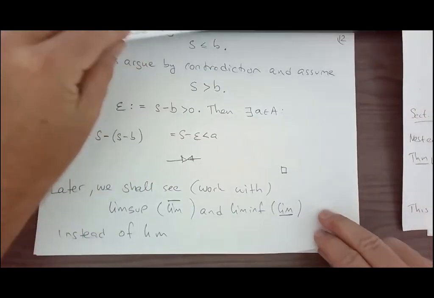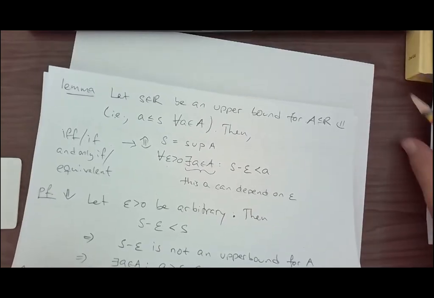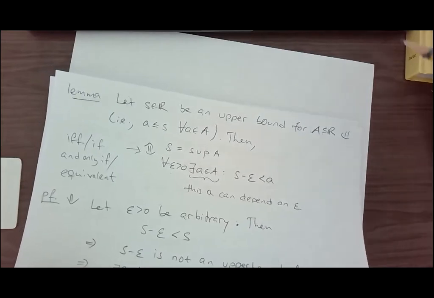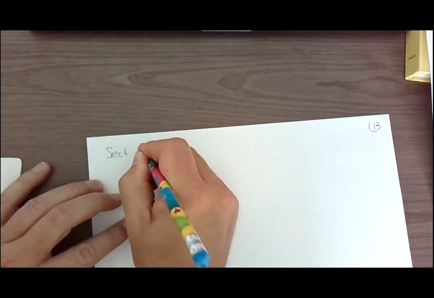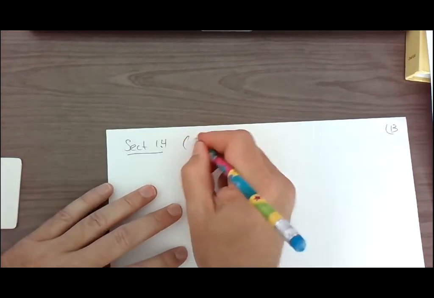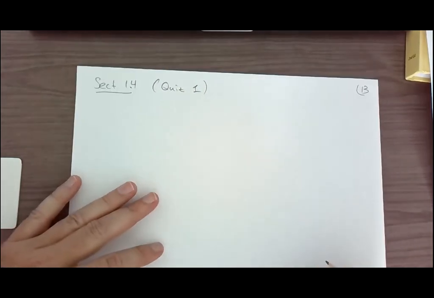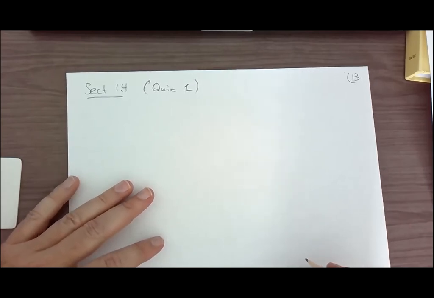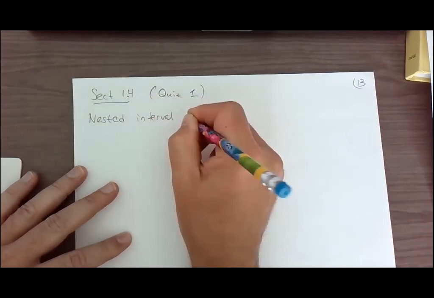Are there any questions? We have a little bit of time left, and I know what's going to come in your first quiz. So I wanted to say a little bit about that. I saw your first quiz last week, and this is in section 1.4. This is related to your quiz number 1, and it has to do with a theorem that's in there. This is the nested interval property.